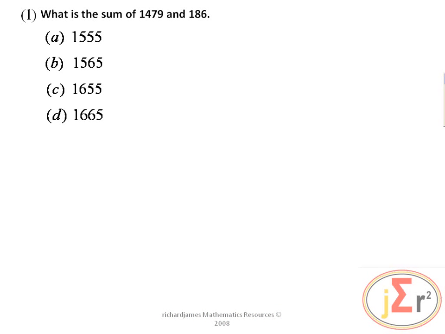What is the sum of 1,479 and 186? If we are required to add numbers, we will do well to make use of the place values of the digits that are in the number. If we can somehow have the numbers properly aligned, then there will be no need for writing down the place values. But at this stage, it's a very good thing to always include the place values.